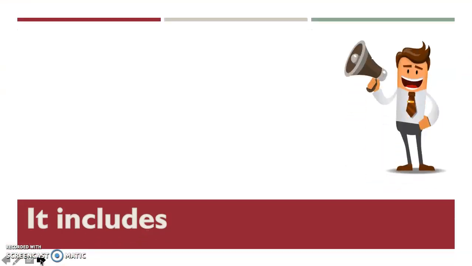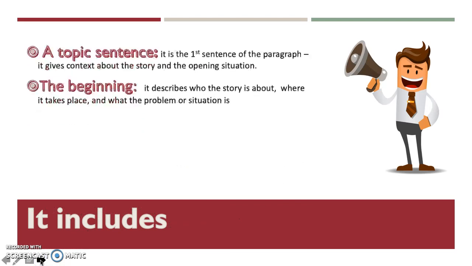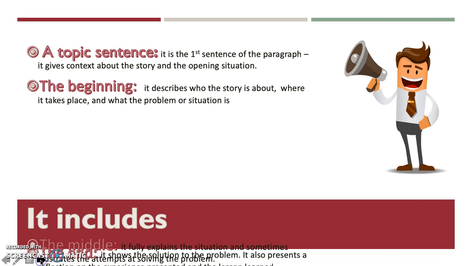It includes 4 different elements. The first is a topic sentence. It is the first sentence of the paragraph. It gives context about the story and the opening situation. Then we have the beginning. It describes who the story is about, where it takes place, and what the problem or situation is.